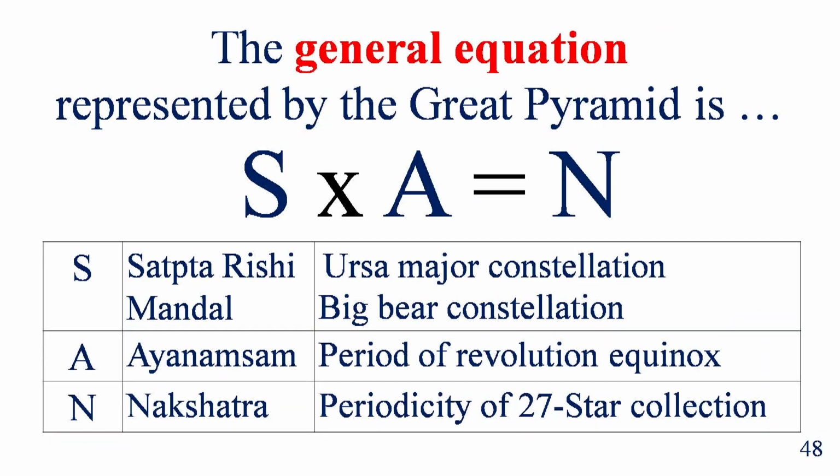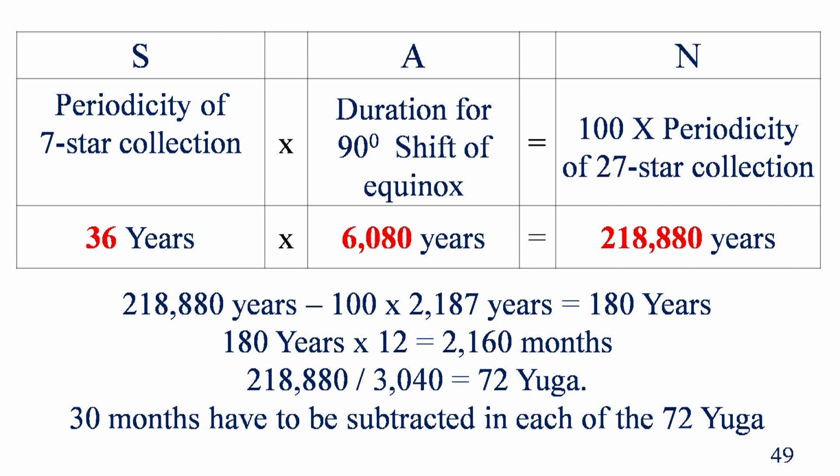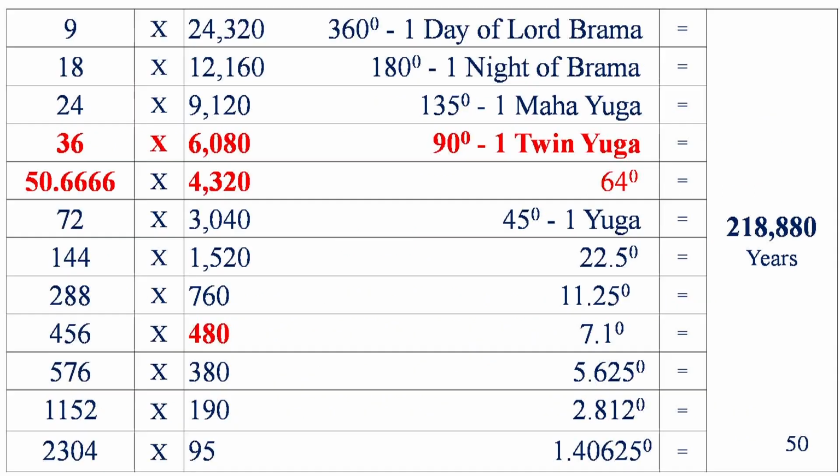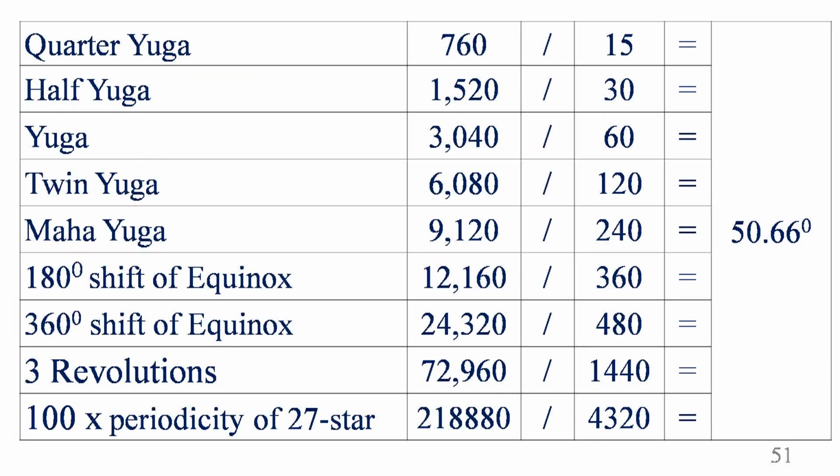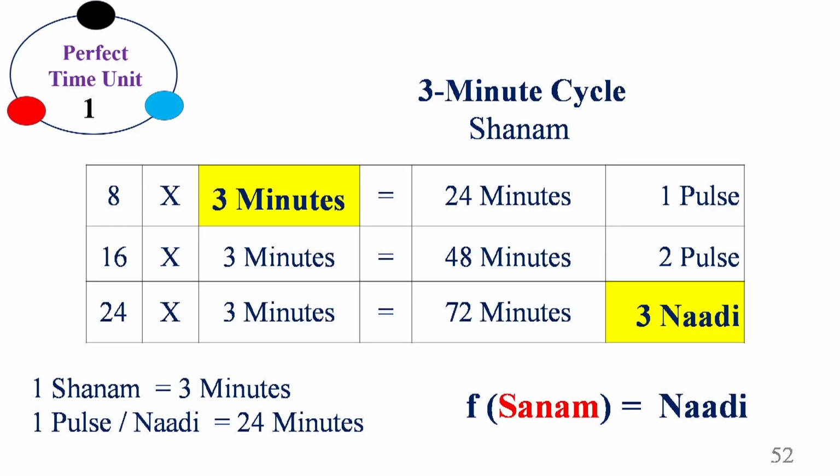The Great Pyramid represents the following general equation. The periodicity of Ursa Major, when multiplied the time duration for 90-degree shift of equinox, will result in 100 times the periodicity of 27 star collection. The relation of time duration and the angular shift of equinox is specified here. The base angle of the Great Pyramid is 50.6666. The time units Shanam and pulse are functionally related.